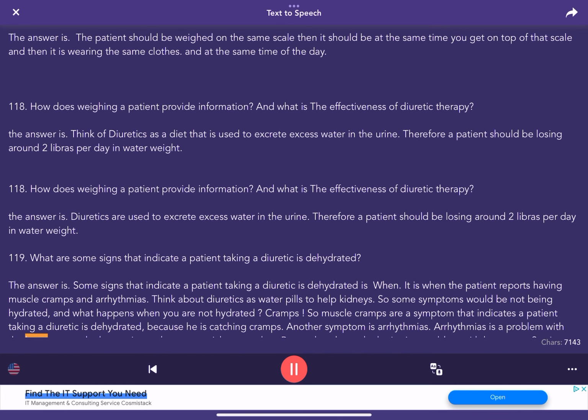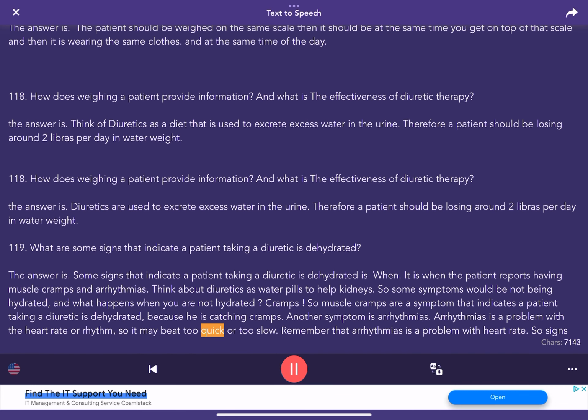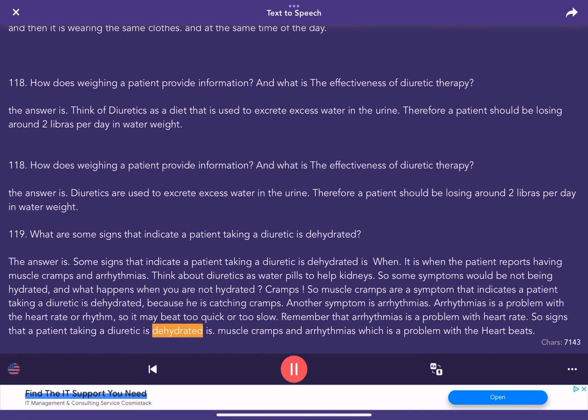Arrhythmias is a problem with the heart rate or rhythm, so it may be too quick or too slow. Remember that arrhythmias is a problem with heart rate. So signs that a patient taking a diuretic is dehydrated are muscle cramps and arrhythmias, which is a problem with the heartbeats.